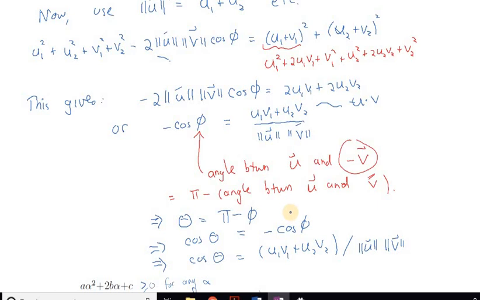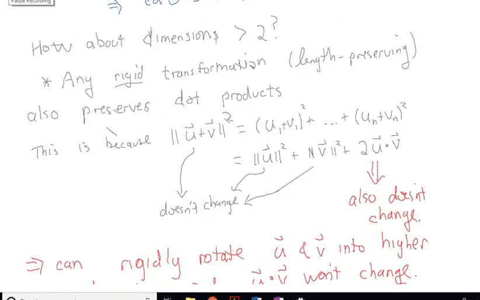All right, now this works in 2 dimensions. What about higher dimensions? How about dimensions greater than 2? Notice this fact. Any rigid transformation, that is a transformation that preserves lengths, also preserves dot products. Now what do I mean by transformation? I mean a function that moves things around. If I move things around and I preserve the length, I'm also going to preserve dot products. You can imagine a rigid object. If you move it around, the different lengths don't change. The sizes, the shape, it's completely the same. So all lengths between any 2 points on that object remain the same.